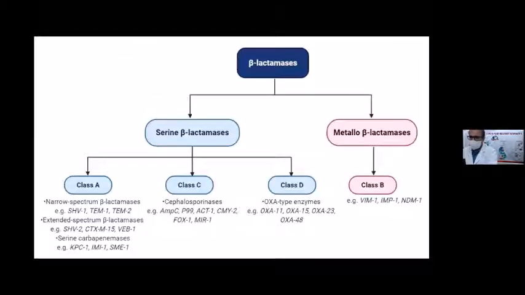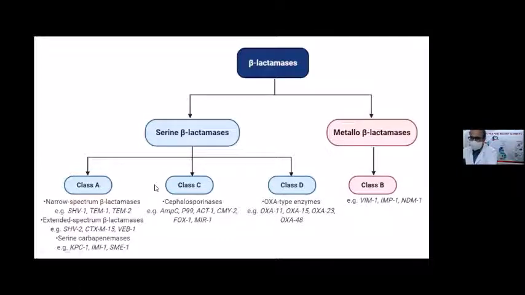Now let us briefly spend some time on this slide. This slide demonstrates the classification of beta-lactamase. This is the Ambler classification. We can classify carbapenemase or beta-lactamase in two categories. One is serine beta-lactamase and the second is metallo-beta-lactamase. Serine beta-lactamases are those which require a serine moiety at position 70 for activity, and metallo-beta-lactamases are those enzymes which require zinc ion for their action.